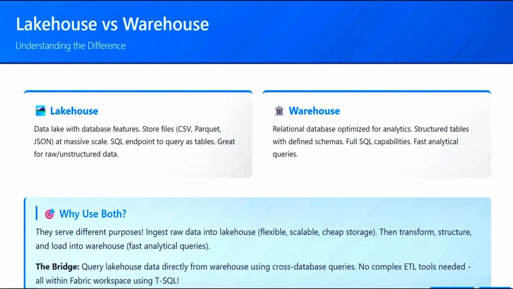Before we dive in, let's clarify the difference between a lakehouse and a warehouse. A lakehouse is essentially a data lake with some database-like features. You store files like CSV, Parquet files, JSON in a lake, and Fabric gives you a SQL endpoint to query them as if they were tables. It's great for storing raw, unstructured, or semi-structured data at massive scale.